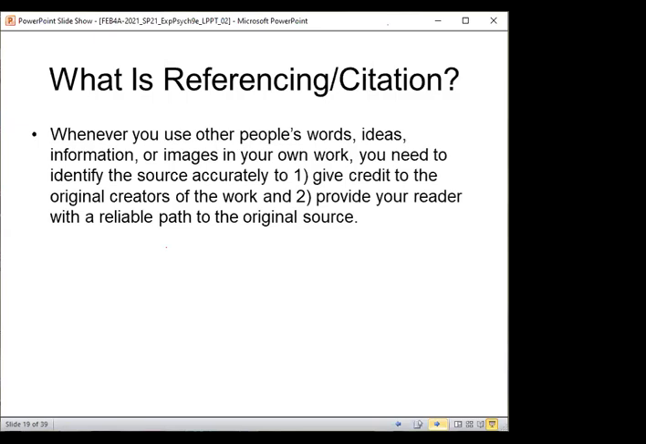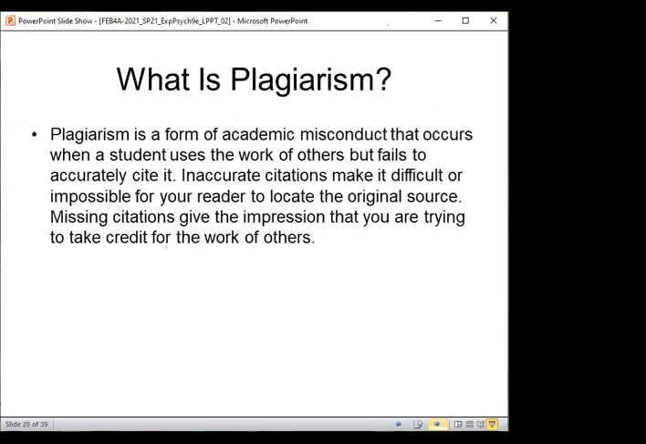And that's what number two points to. Provide your reader with a reliable path to the original source. Okay. Now, one thing that you've heard of all your life, I'm sure, as you've gotten to academic life in school, is plagiarism. Plagiarism is a form of academic misconduct that occurs when a student uses the work of others but fails to accurately cite it. Inaccurate citations make it difficult or impossible for your reader to locate the original source. Missing citations give the impression that you're trying to take credit for the work of others.